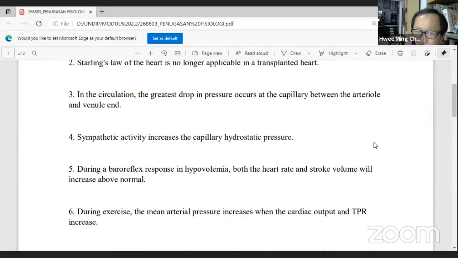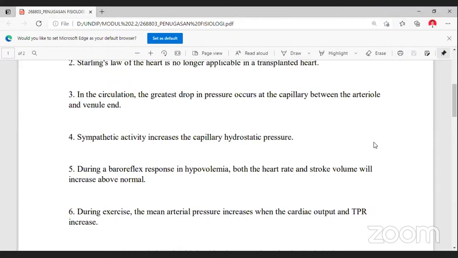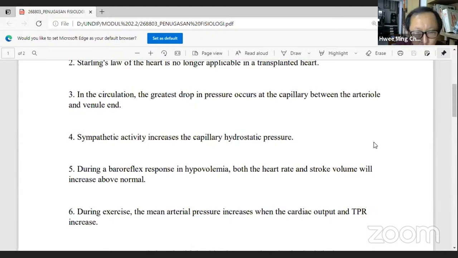Okay. So you say this sentence is false, because I couldn't hear the last part. Do you think the sympathetic activity will change the capillary hydrostatic pressure? Will it decrease it or does it not affect it? Hello, Ivan, please answer Prof. Chen's question. So you gave some explanation. Does that mean that you think the sympathetic activity does not affect the pressure or decreases the pressure in the capillary?